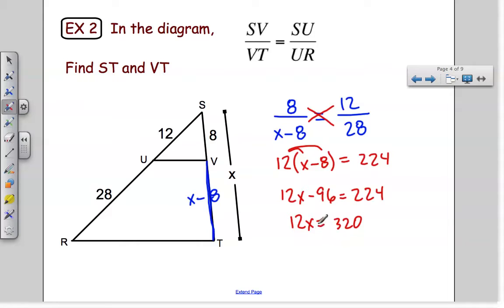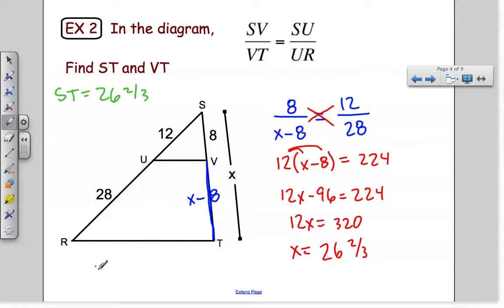And then divide by 12 on both sides. And actually I get 26.6 repeating. But maybe since that's not the best way to write that, 0.6 repeating is what as a fraction? You should know that 0.6 repeating is 2/3 as a fraction. So this is what x is, 26 and 2/3. And actually now x was the length from S to T, so I can say that ST is 26 and 2/3 because ST was the length of x.